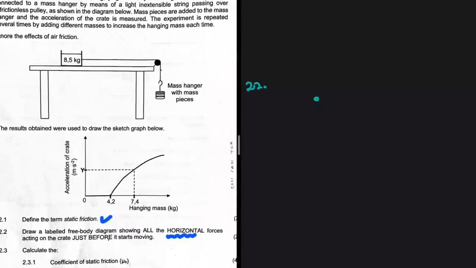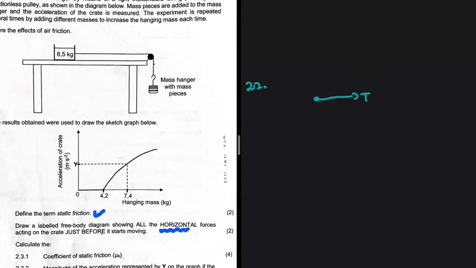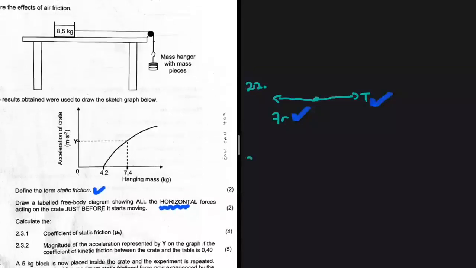And then we're supposed to draw a labeled free body diagram of the forces acting on the crate just before it starts moving. Obviously we have the tension, right, as a consequence of the light inextensible string that connects the crate and the mass hanger. And then we also have the frictional force acting on the object. So there we go. These are the only 2 forces that we're supposed to have: the frictional force and the tension force. Right, no normal force, no weight. Not because they are not there, not because they do not exist. They still do exist, but the question is saying only the horizontal forces. So we have to respect that.